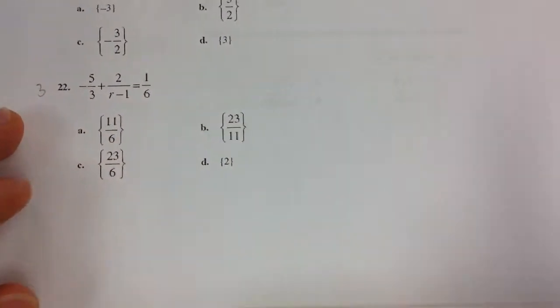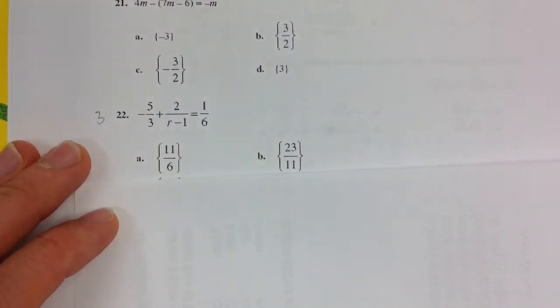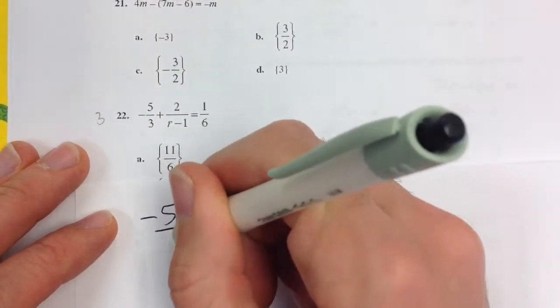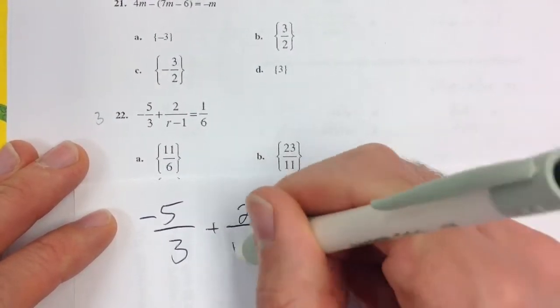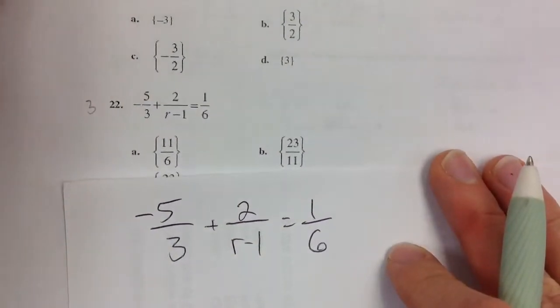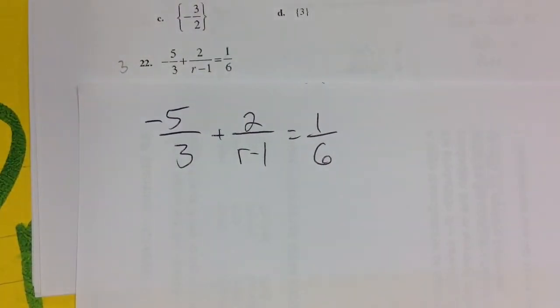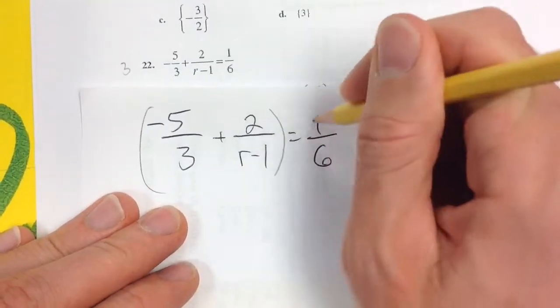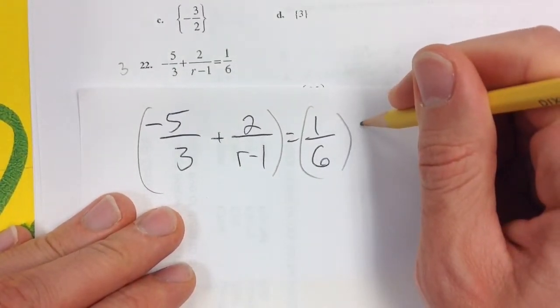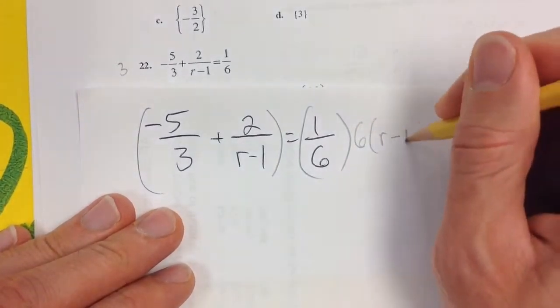Okay? Back to the problem. You have two options here. You can either put each fraction over the least common denominator, or you can multiply both sides by the least common denominator. It's really personal preference. So let me write it larger. What do you want to do? Convert or multiply? Multiply, you got it. What's my LCD? Very good. 6 times r minus 1.